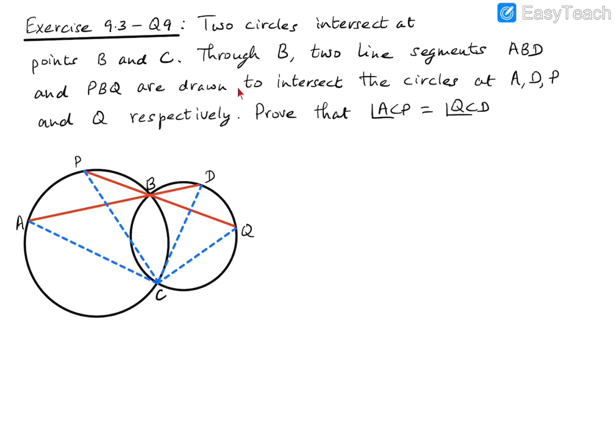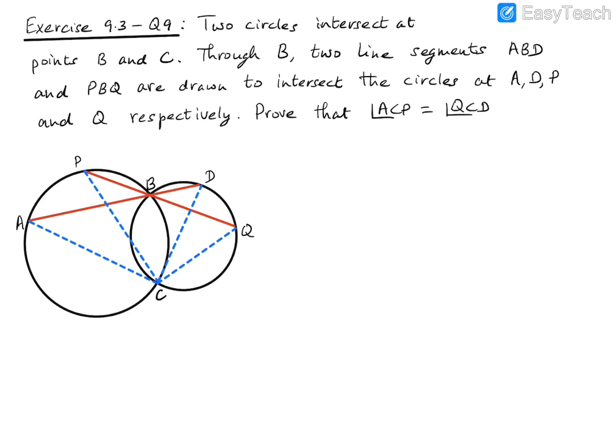So these are drawn to intersect the circles at the points A, D, P, and Q. So that means ABD is intersecting the circle at A and D, and similarly PBQ is intersecting the circles at points P and Q respectively. Okay, now we are asked to prove that the angles ACP and the angle QCD are equal.